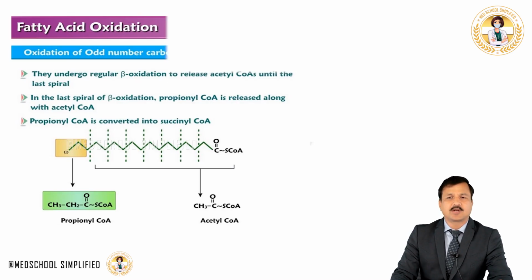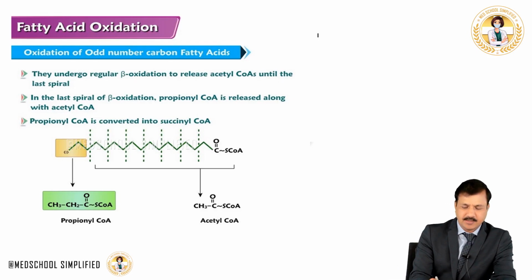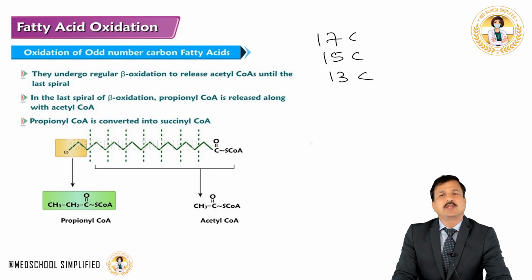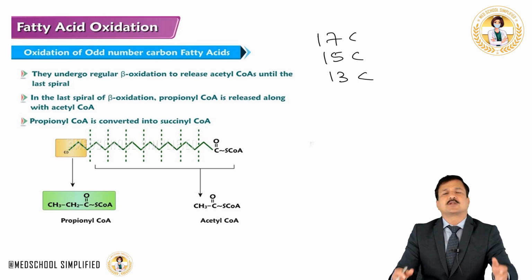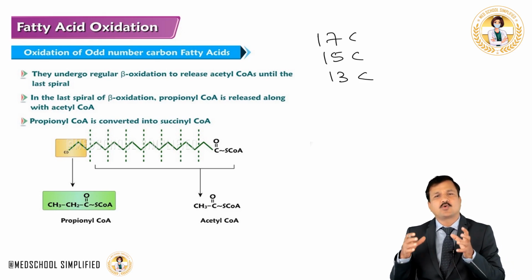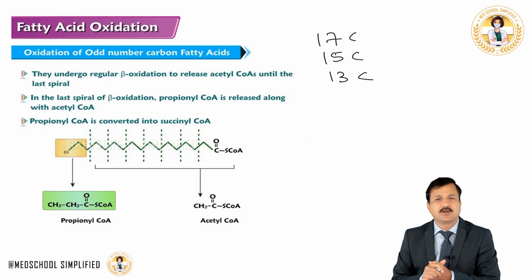So what is an odd number carbon fatty acid? It is there in the name: any fatty acid that contains an odd number of carbons, like a 17 carbon fatty acid, or a 15 carbon fatty acid, or a 13 carbon fatty acid. Whenever fatty acids like this undergo oxidation, certain products are formed which are a little bit different from the oxidation of even number carbon fatty acids that we have already seen.